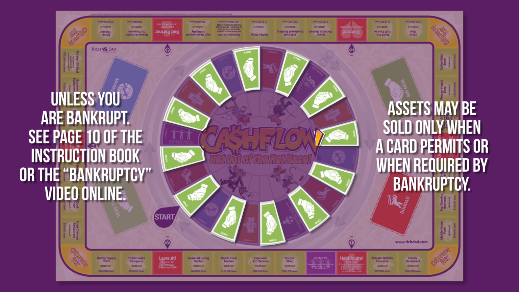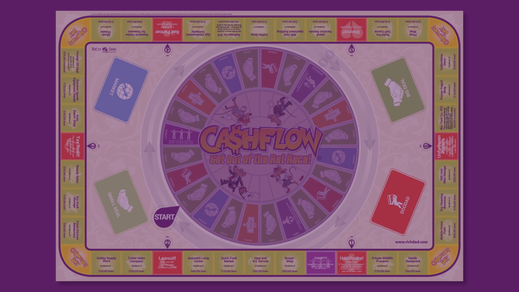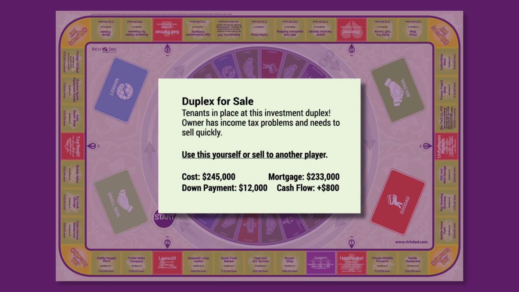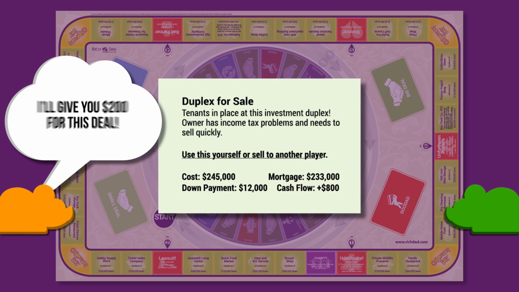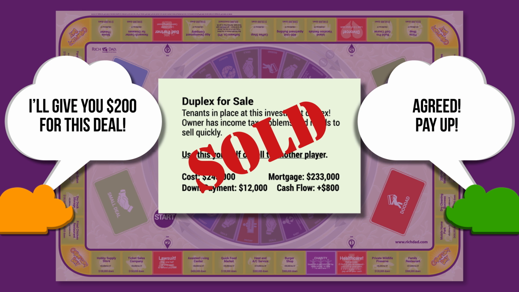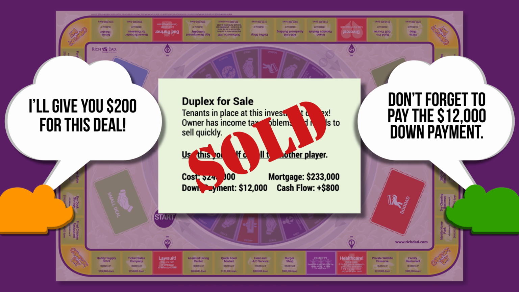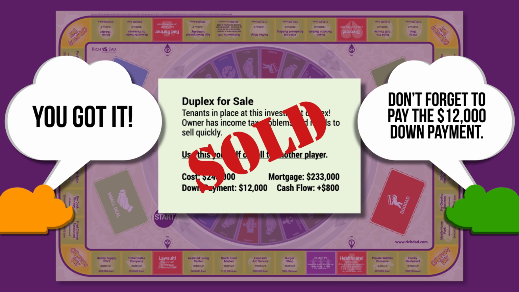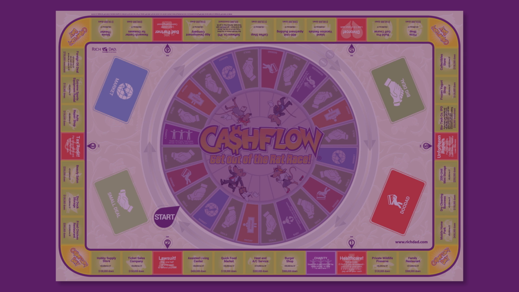Assets may be sold only when a card permits or when required by bankruptcy. If you do not wish to buy the asset listed on the deal card, you can sell the card to another player, but only if the card says so. The sale price is negotiated between the players. The player is selling only the option to buy the investment listed. Any player who buys this option from another player must buy the property at the price listed.